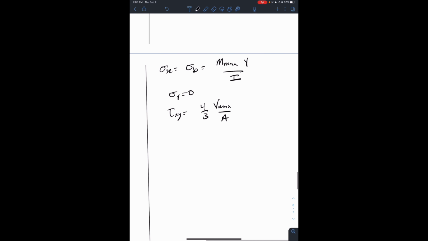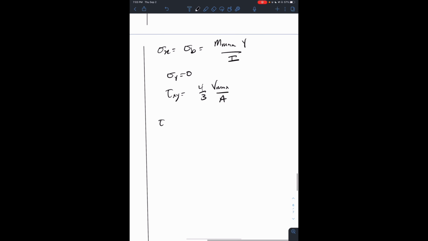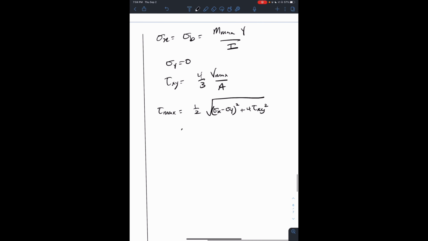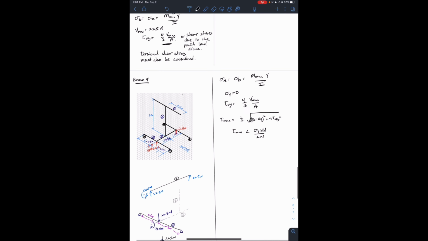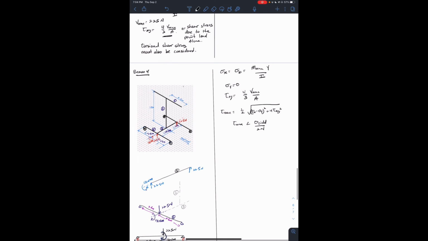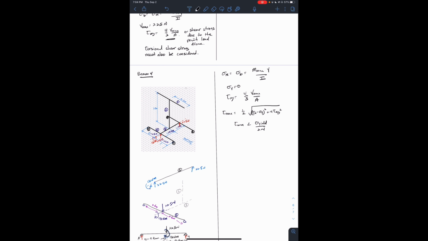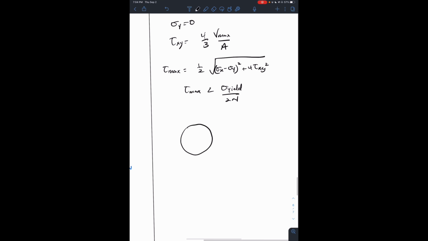So now that we have our planar stresses, we could combine them into the tau max equation, and then we take that tau max equation and compare it to our sigma yield on 2n. And that will be it. We keep manipulating the property sections.